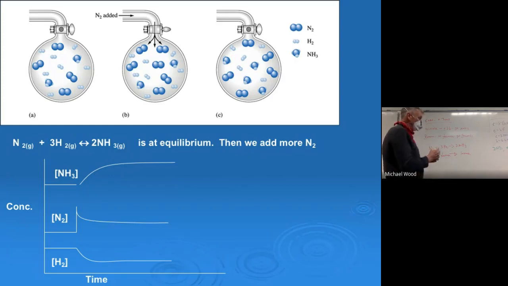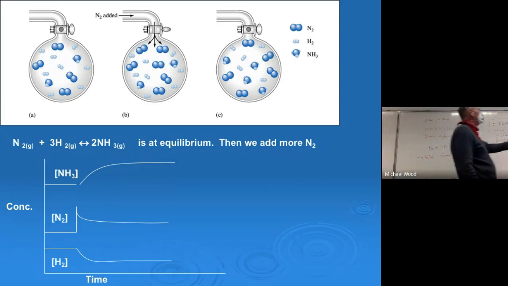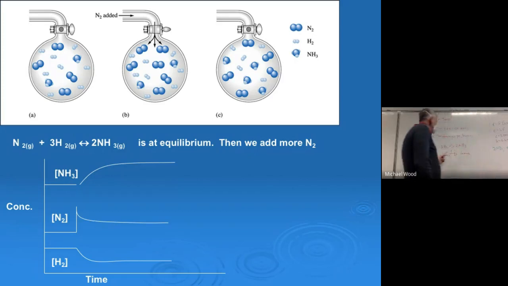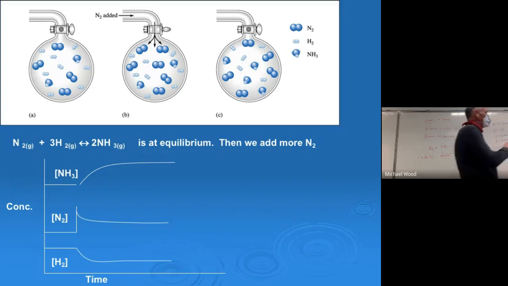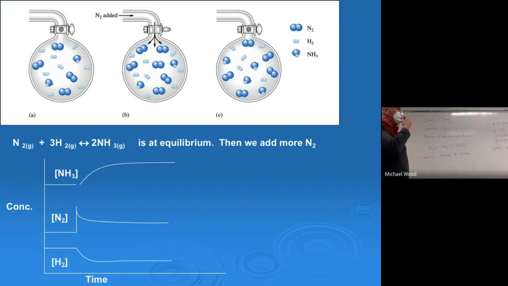If you look on the graph, notice that the concentration of the NH3, the top line, because it's a product, increased when we added N2 and shifted right. The curve for the NH3 went up. And notice how before the spikes, everything was flat. Remember, back at the beginning of the chapter, I said when the lines were flat, we were at equilibrium. The reason NH3 went up is because it's being produced. It's shifting right, making more of it.